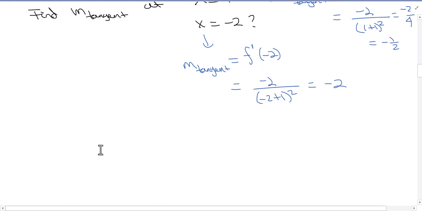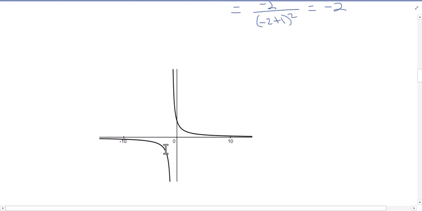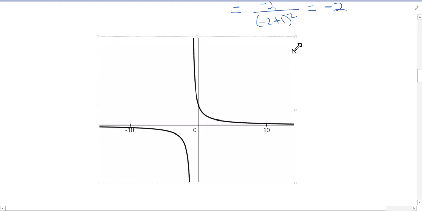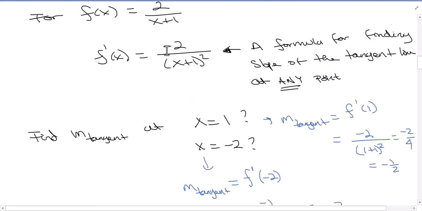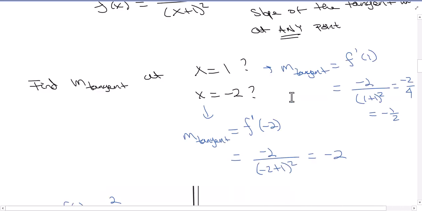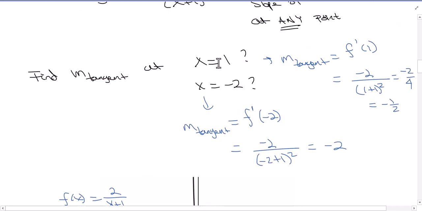Let's take a look at the graph real quick. Here's my graph of f of x. Let's label it: f of x equals 2 over x plus 1. This is the original function. Now that I have the derivative as a function, this gives me a formula for finding the slope of the tangent line at any point. We found that when x equals 1, the slope is negative 1 half.